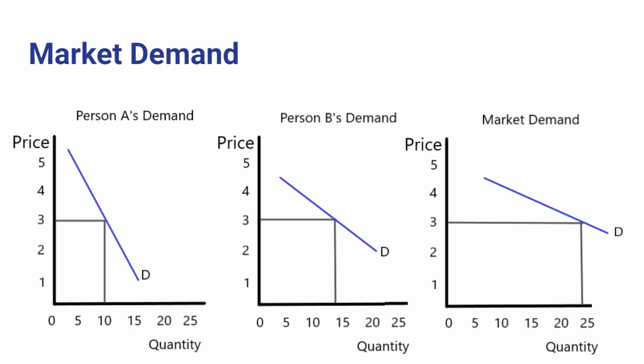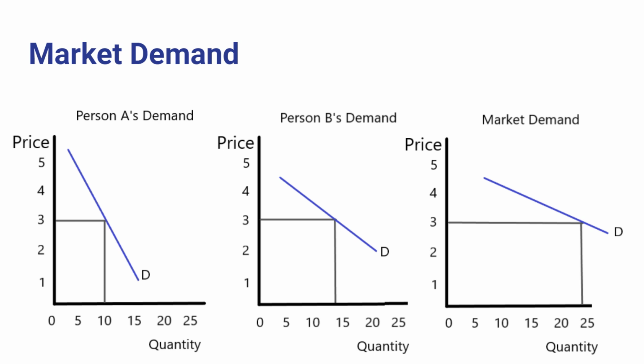At a price of $3, person A buys 10 units of the good. Person B buys, looks like 13 units of the good. So together, person A and B would buy a total of 23 units of the good, which is what's illustrated as a point on the market demand curve. To get the market demand curve, we just add up at each price the quantities demanded by each person, and that's what the market represents.